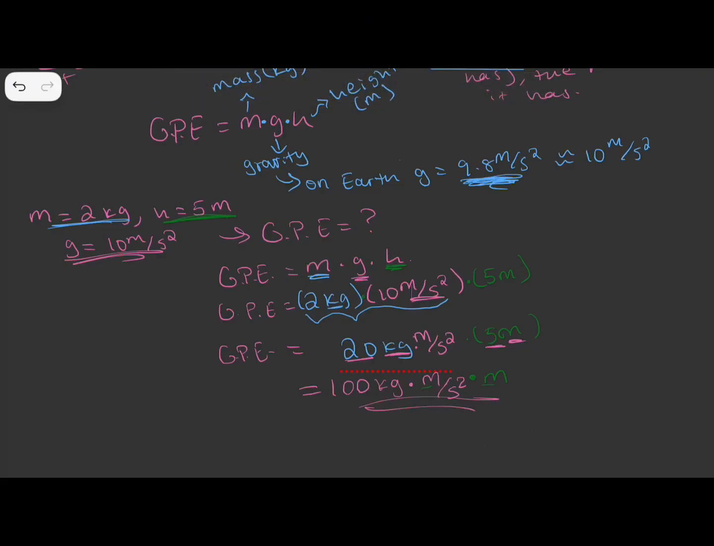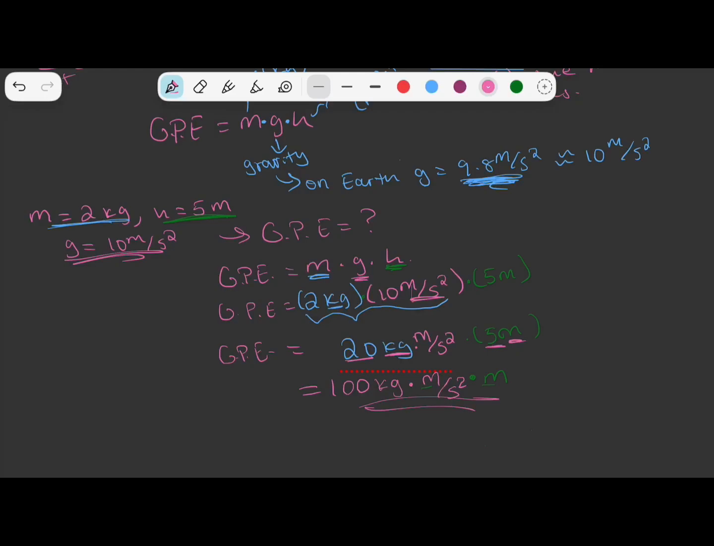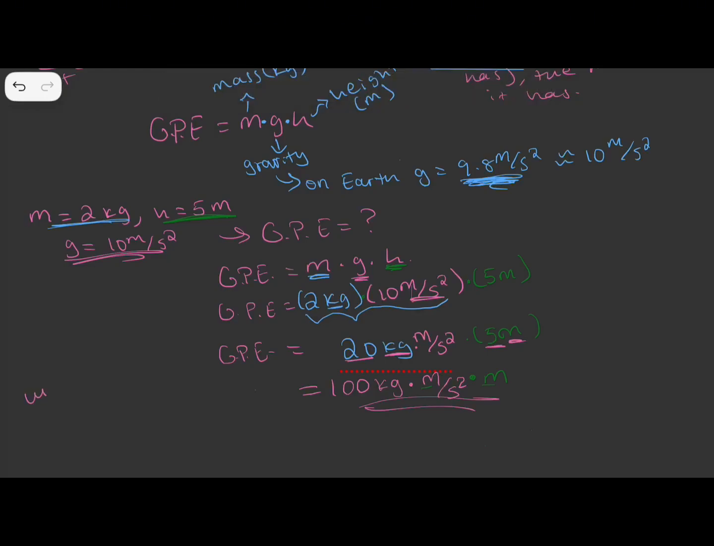If you have your final answer as 100 kilograms times meter squared per second squared times meters, that is completely fine. But if you remember, the unit for energy is joules, or J. It would be much better if, instead of all of these units, you just say that the gravitational potential energy is 100 joules. Very good.